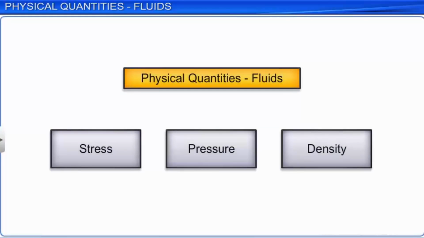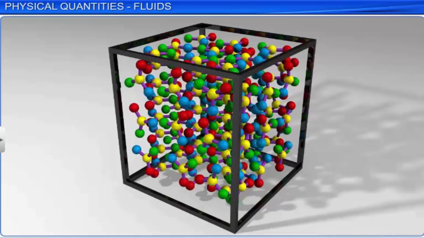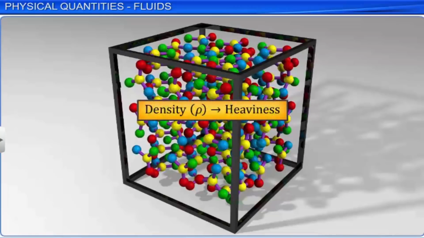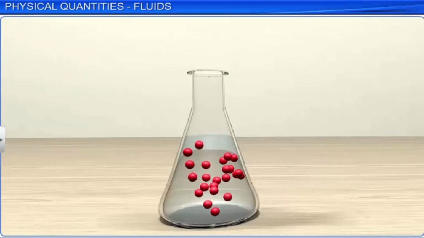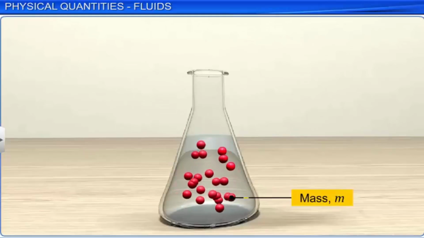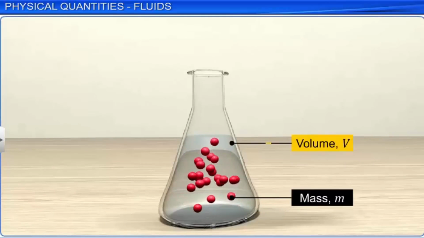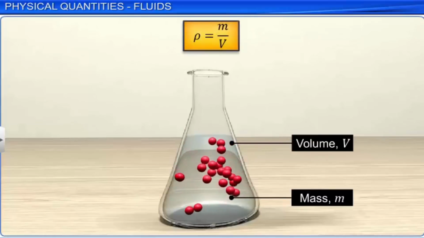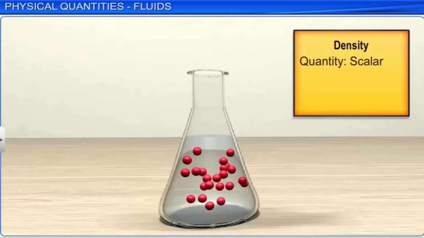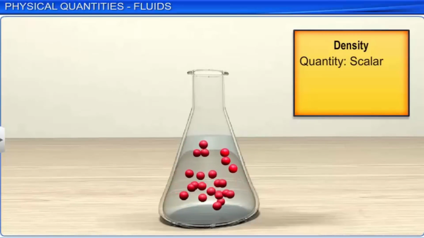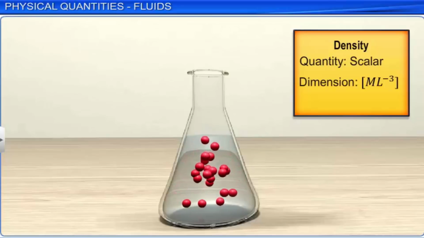Another important physical quantity related to fluids is density. Density is represented by the Greek letter rho. The density of a substance gives a fair idea of its heaviness. It is defined as mass per unit volume. The density of a fluid of mass m occupying volume V is represented as the ratio of m to V. As mass and volume both are scalars, density is a scalar and its dimensions are M L to the power minus 3. In the SI system, density is measured in kilograms per cubic meter.